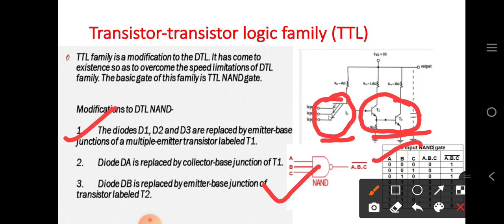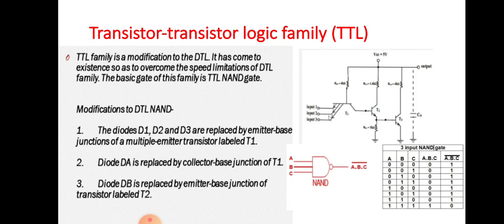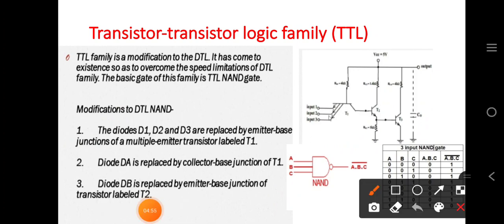So the first point says that the diodes D1, D2, D3 are replaced by emitter base junctions of the multiple emitter transistor. Now this transistor T1 is called the multiple emitter transistor. As you know, a transistor has a collector, a base and an emitter, but here the emitters are multiple. 3 emitters are shown in the diagram, so it is called the multiple emitter transistor, which is labeled T1.